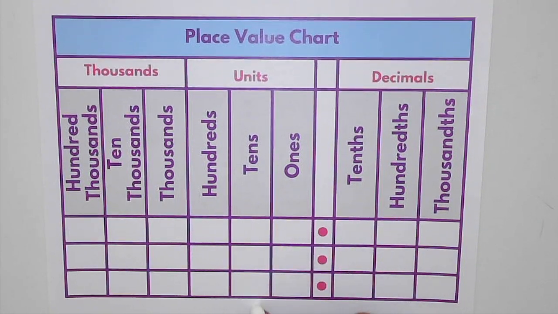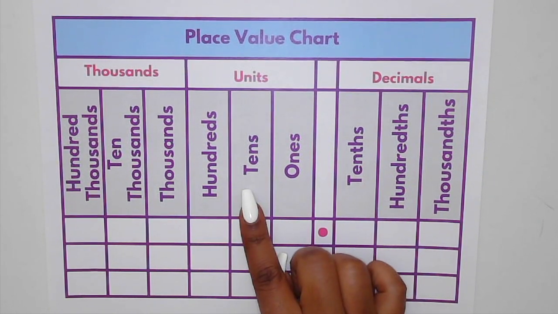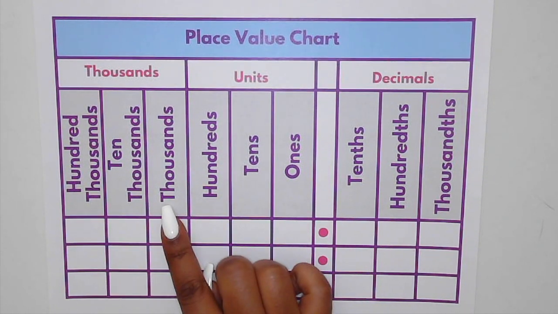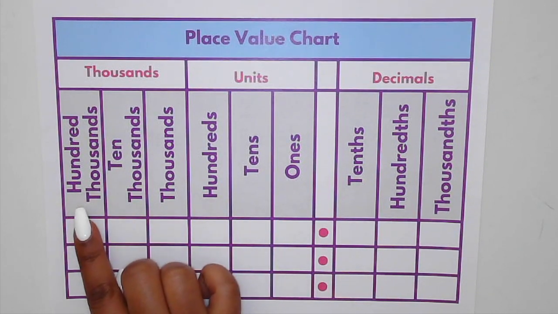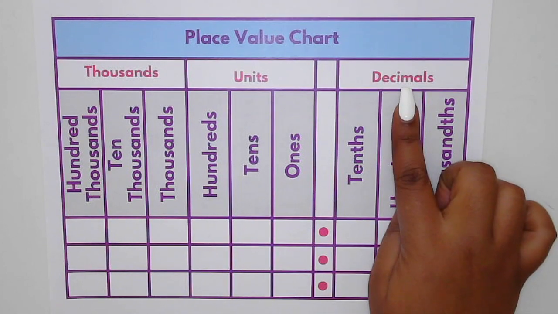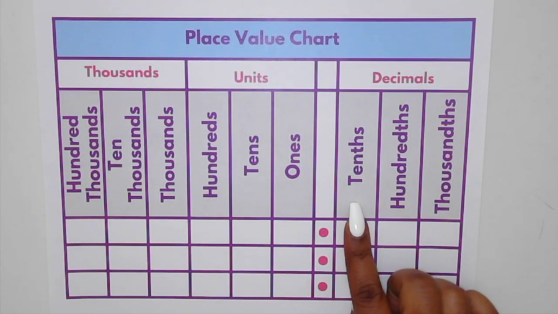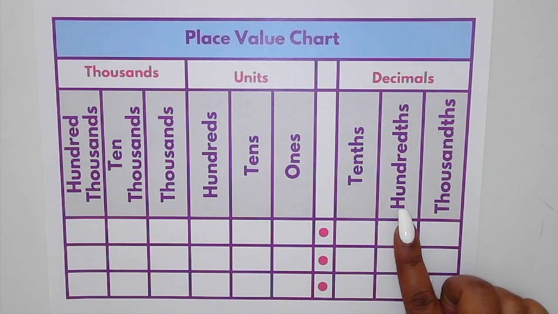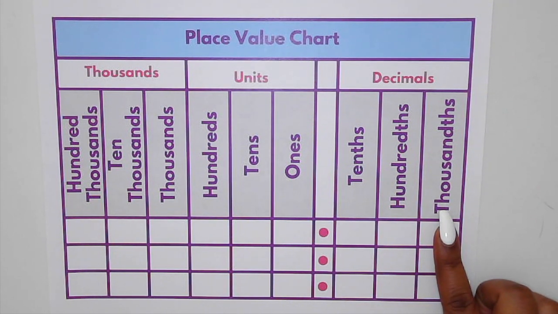From least to greatest, we see the ones place, tens place, hundreds, thousands, 10,000s, and 100,000s place. To the right of the decimal point, there are decimal place values. From greatest to least, there is the tenths place, hundredths place, and thousandths place.